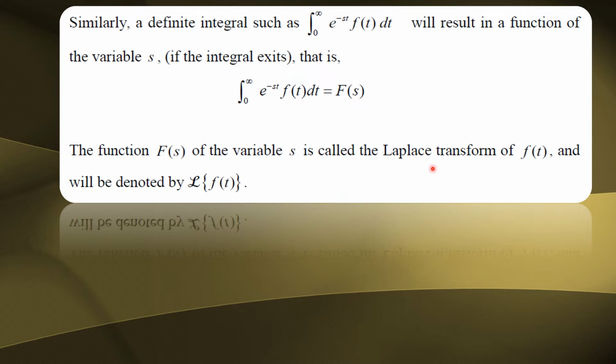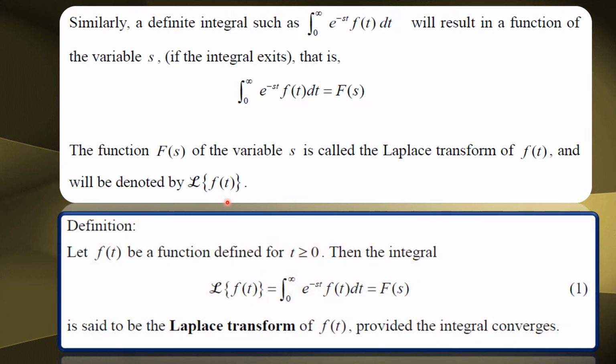And the way we write the Laplace transform of f(t) is like this. We denote it by writing down capital letter L, open curly bracket, f(t), close curly bracket. So, Laplace transform of f(t).